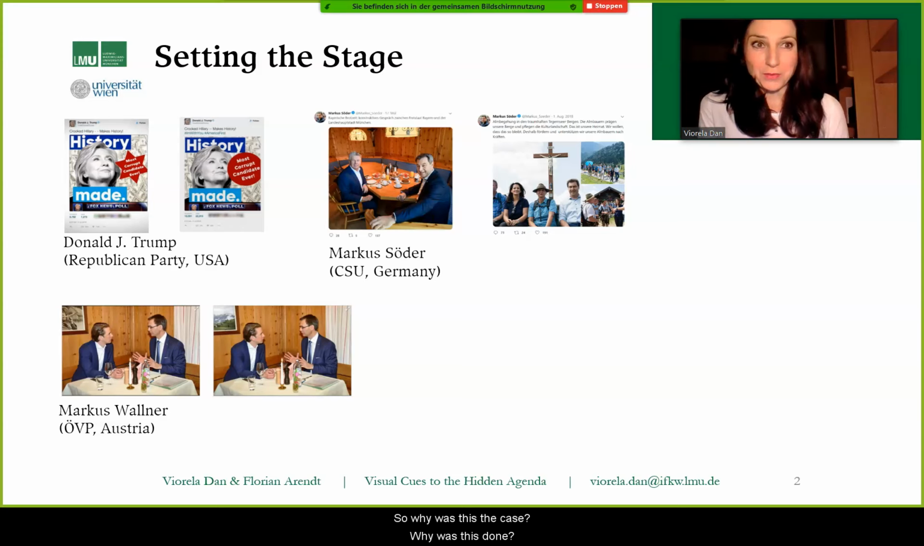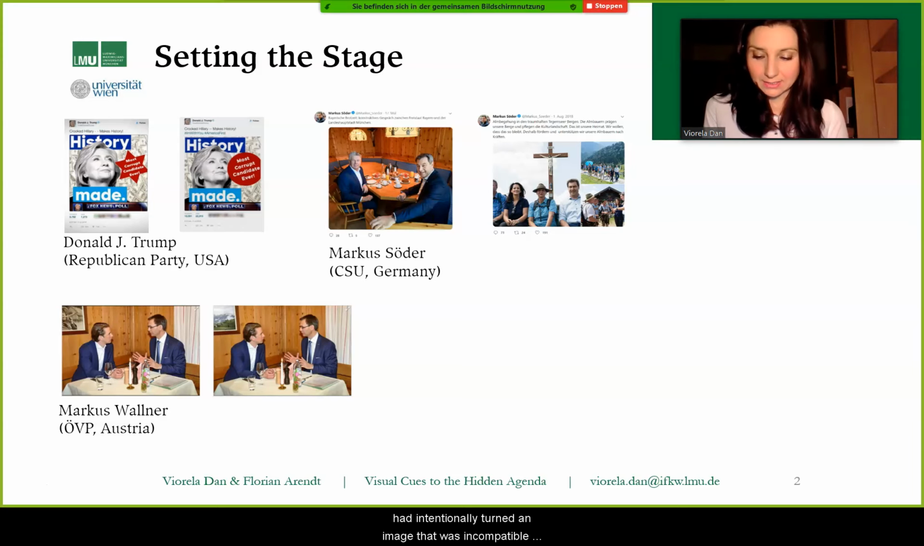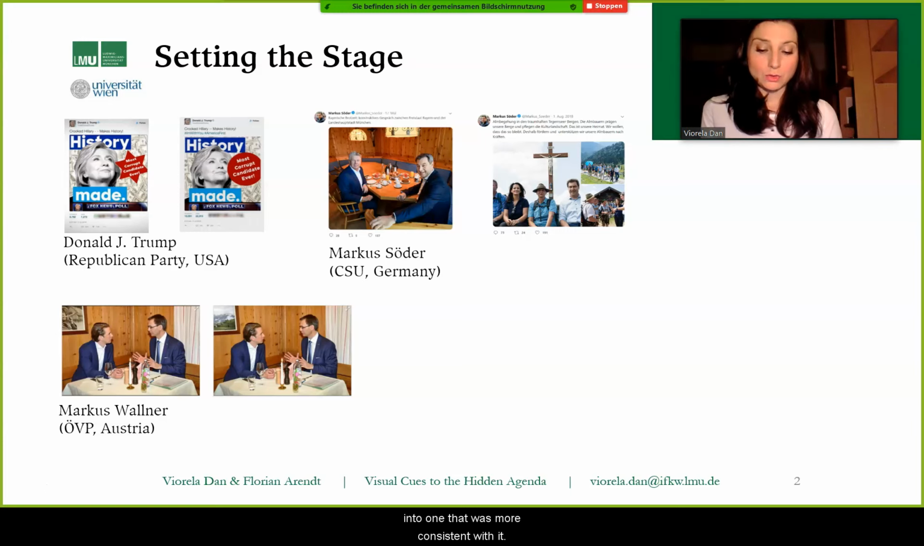So why was this done? Wallner's team had explained that the image was adjusted due to the politician's clear standpoint on the issue of cannabis legalization for recreational use. So what happened here was that political strategists had intentionally turned an image that was incompatible with the conservative ideology of the politician into one that was more consistent with it.